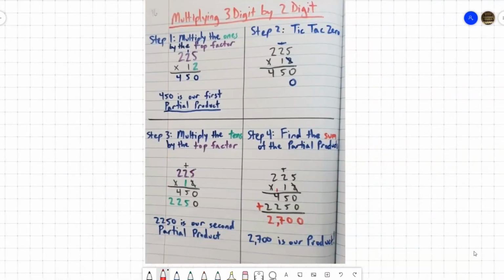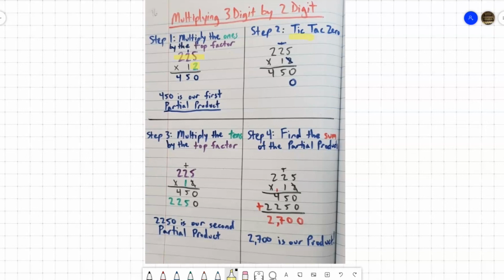And so here's a page from my book of knowledge where I explain how to multiply a 3-digit by a 2-digit. But again, as we saw with the patterns, it's really all the same. So my step 1 is to multiply the ones place by the top factor. So that's important. My ones place here in this factor, multiply that by everything in the top factor. And that's our first partial product.